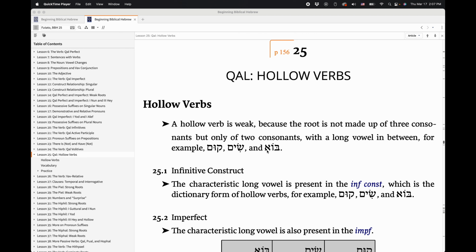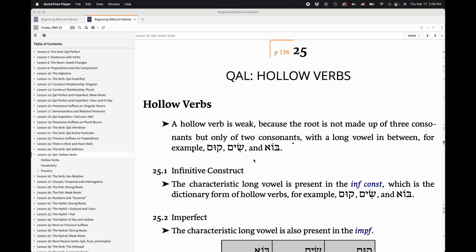So when we see bo, we've got consonant, holem vav, consonant. When we see seem, we've got consonant, hirik yod, consonant. When we see kum, we've got consonant, shurik, consonant. These are the 3 types of hollow verbs: holem vav hollow verbs, hirik yod hollow verbs, and shurik hollow verbs. There are some differences in the way each of these conjugate, but we'll talk about what those differences are.